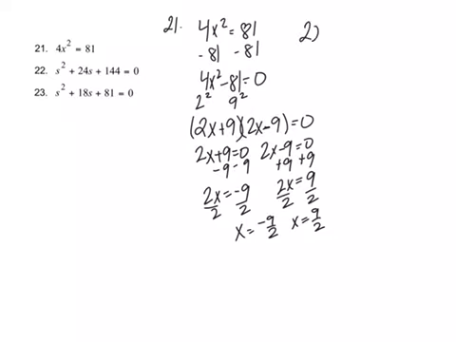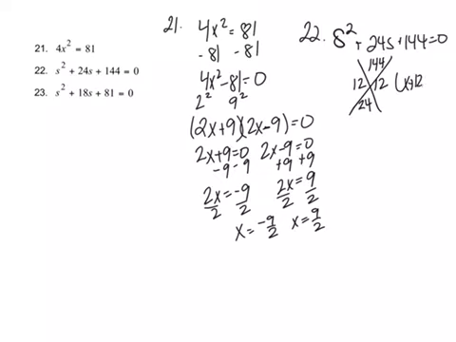Number 22. S squared plus 24s plus 144 equals 0. So we have to look for a common factor, and although 24 and 144 have a common factor, the s squared doesn't have a coefficient, so we're looking at our x problem. What two numbers multiply to 144 and add to 24? Well, 12 and 12. So this factors to x plus 12 times x plus 12 equals 0.